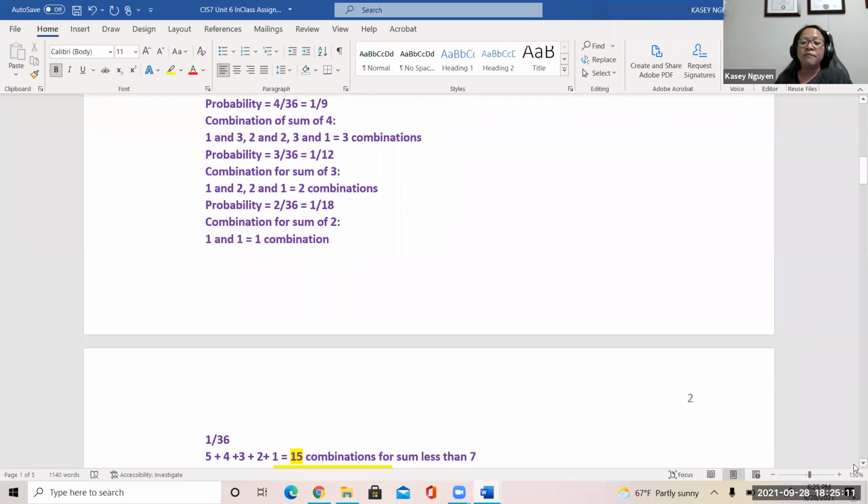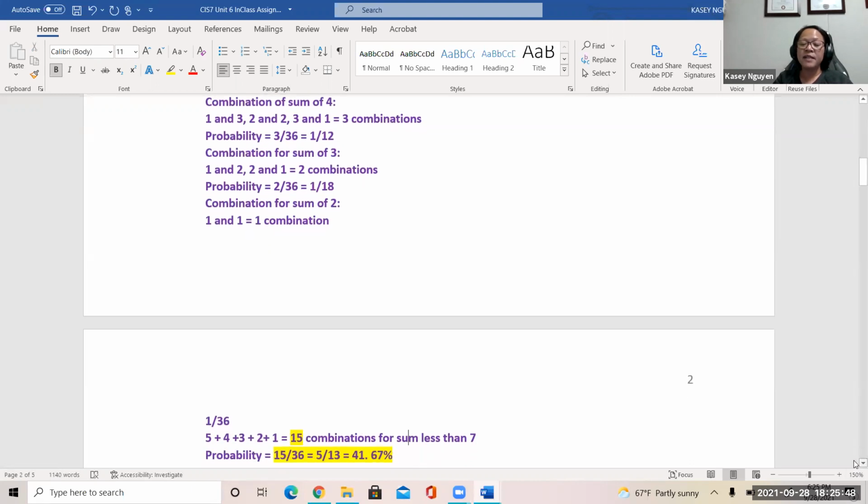So after you have the combination for each sum, then you're going to add them up. We're going to take the 5 plus the 4 plus the 3 plus the 2 plus the 1, because the question asked us to be less than 7. So that gives us a total of 15. There are 15 combinations that would give us the sum that is less than 7. So then we would take that 15 and we'll divide it by 36, which is the ratio for the probability.